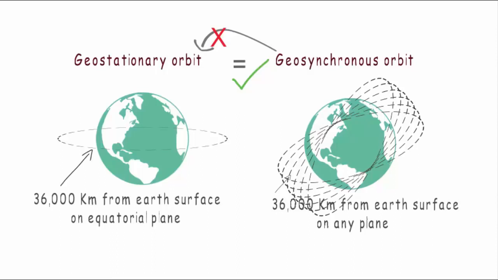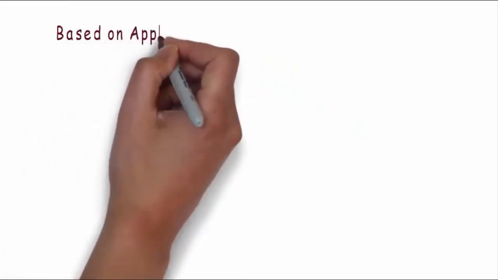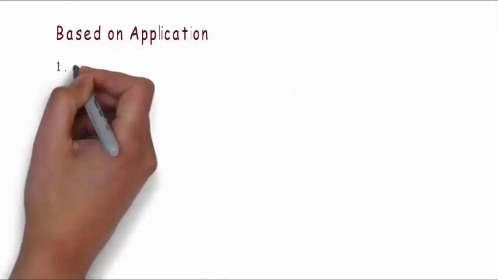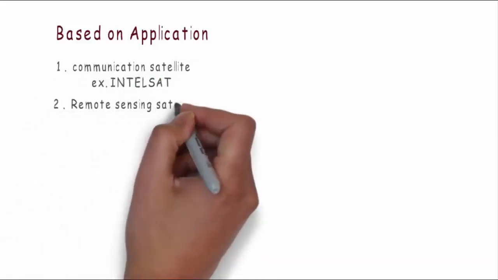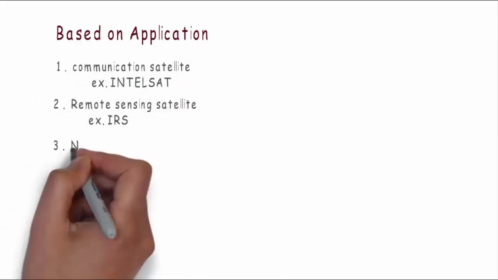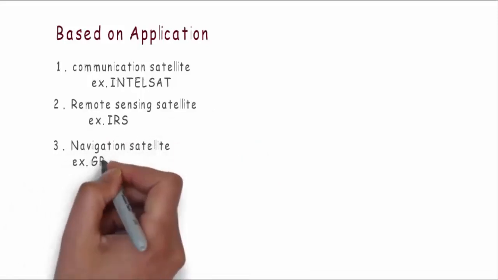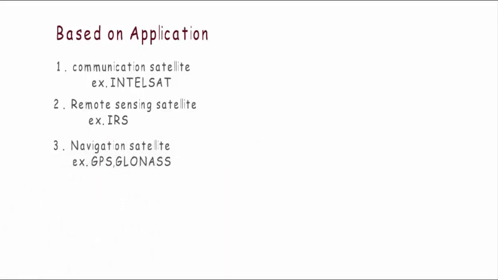Now let's see some different parameters of classification of satellites. Based on applications, satellites may be divided as communication satellite like Intelsat, remote sensing satellite like IRS, and navigation satellite, for example GPS of US and GLONASS of Russia.